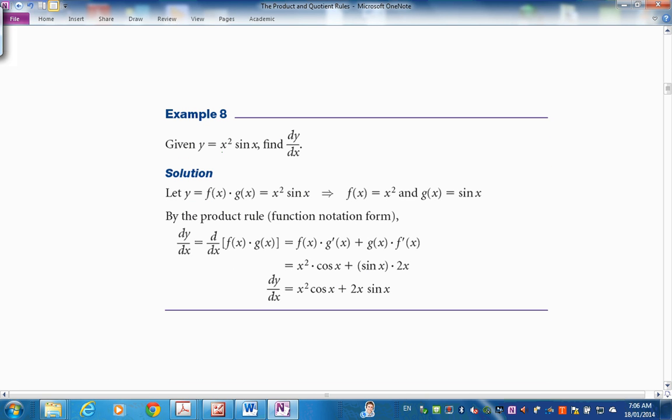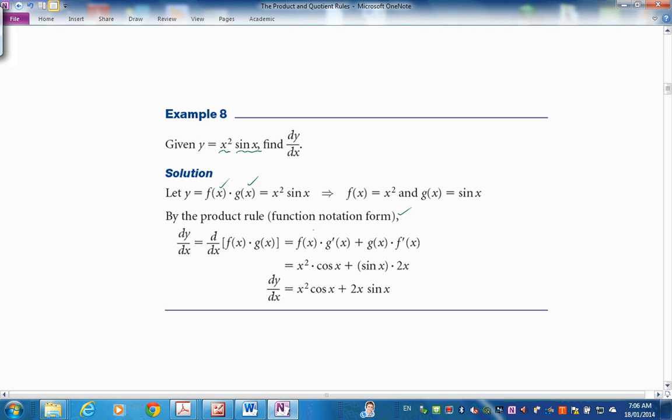Here's a product, x squared by sine x. So we're identifying our two functions. Spot the functions again, that's important. So here they've gone to f and g function notation form. You can use that, that's good too. Remember, in the information booklet or the formula book that's given in exams, it is done in u's and v's. But it doesn't matter, it should be flexible.